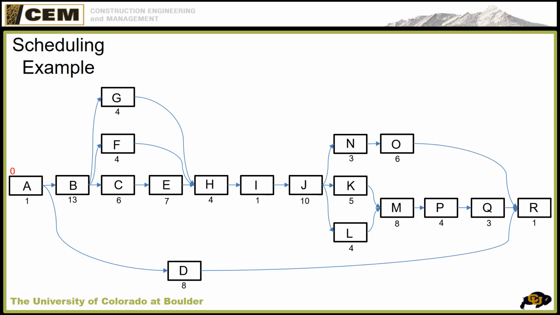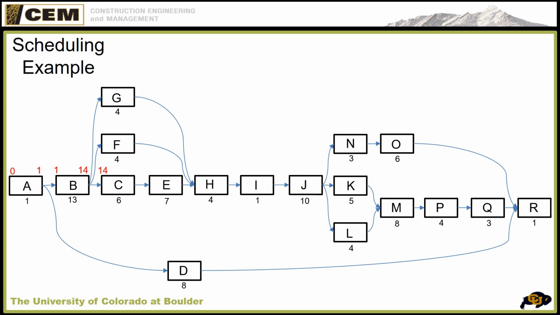Okay, 0 plus 1, our duration. A can finish at the end of day 1. So that was 0 plus our duration equals our early finish. Okay, so then moving over to B, if we can finish A at the end of day 1, then we can start B at the end of day 1. Let's keep moving through it. So B, 1 plus a duration of 13, our early finish is 14.